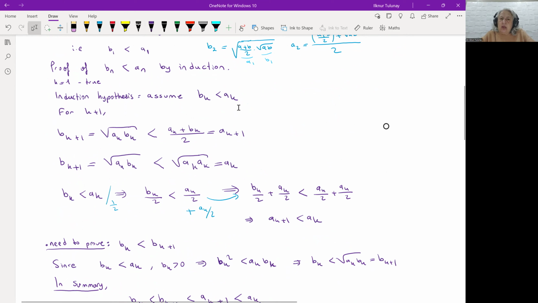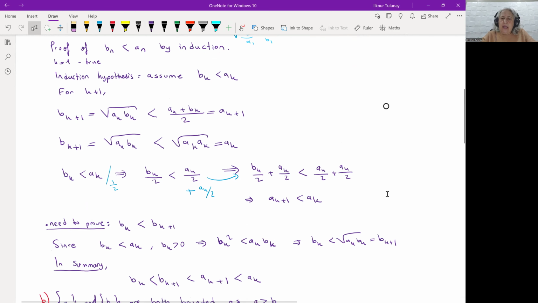Then b_k is smaller than a_k. Multiplying by 1 over 2 on both sides, and then adding a_k over 2 on both sides, all of them positive, we have a_(k+1) on one side and a_k on the other, so a_(k+1) is smaller than a_k. We still need to prove that b_k is smaller than b_(k+1). Again using the inequality b_k is smaller than a_k, and b_k is positive, multiplying this inequality by b_k, I have b_k squared smaller than a_k b_k. Taking a square root on both sides, I have b_k smaller than b_(k+1).